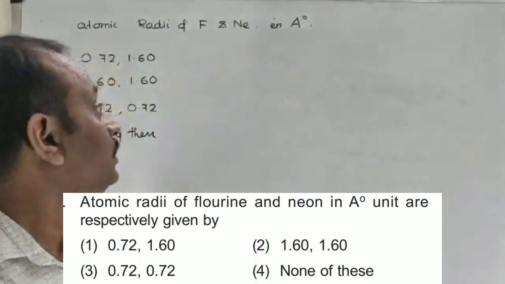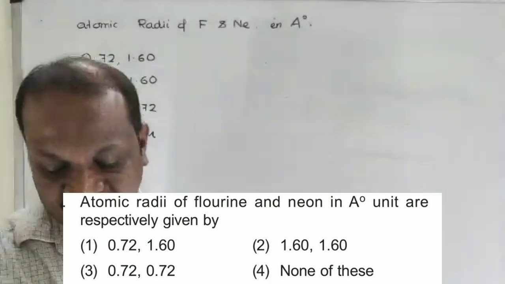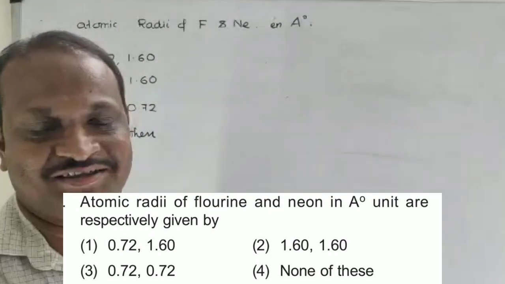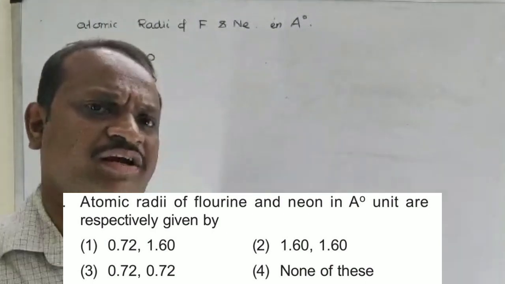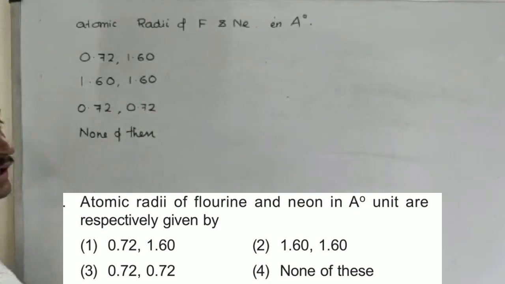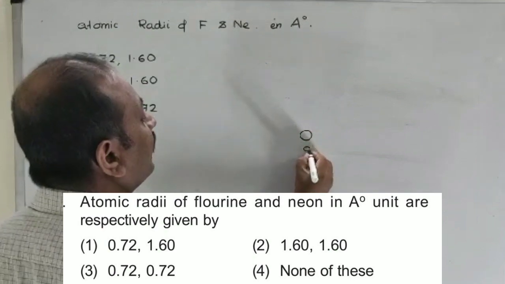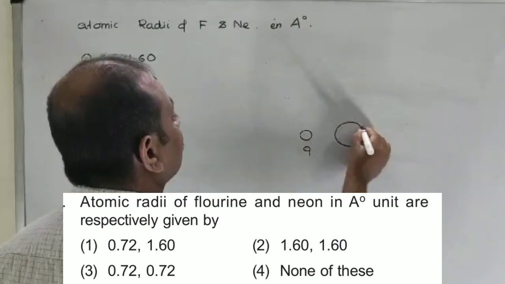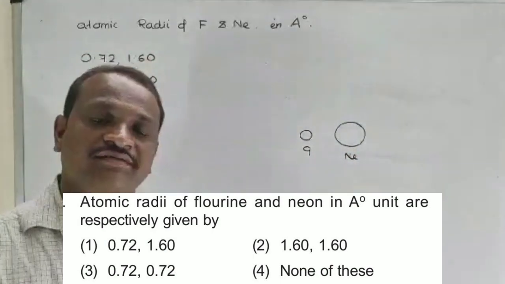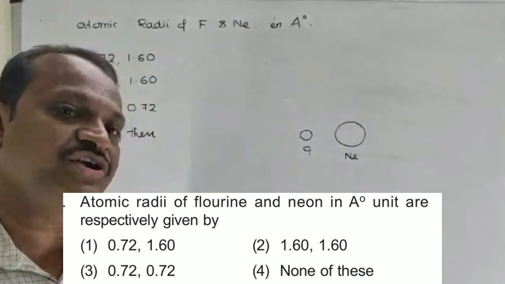See, in this question, atomic radii of fluorine and neon in angstrom. It is somewhat similar to the earlier problem, but there they were talking about ionization enthalpy, and in this case they are talking about atomic radius. Fluorine and neon: fluorine has atomic number 9, and after fluorine it's neon. See, why have I drawn neon as a bigger atom? You know, neon is a noble gas. Its atomic radius can be mentioned only in terms of van der Waals radii.